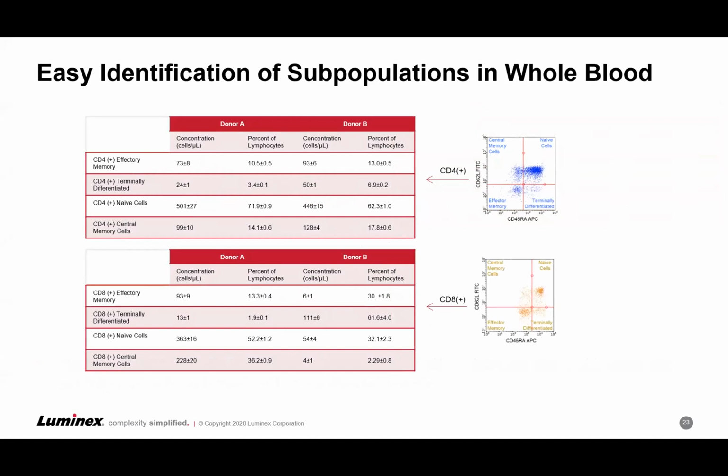CD4 and CD8 naive memory cells were further discriminated by evaluating each population in a CD45RA versus CD62L plot. Once again, we show cell concentrations and population percentages for naive and memory subpopulations on CD4 and CD8 T cells without the need for external beads.